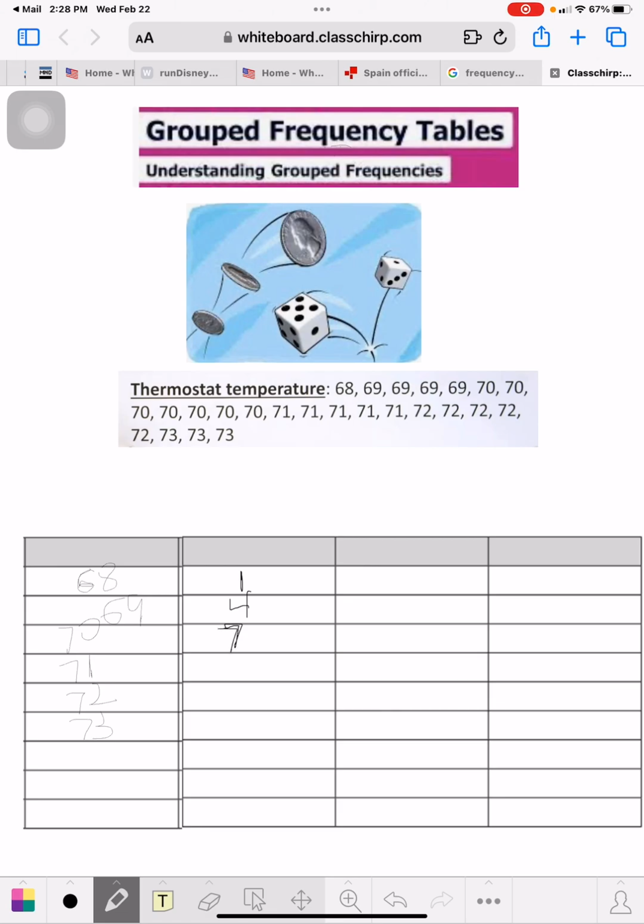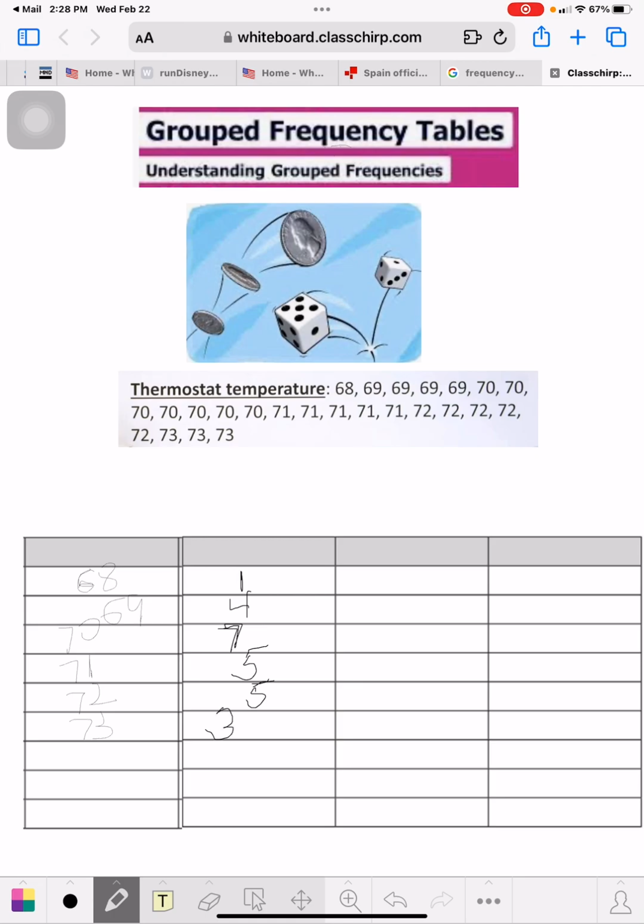Now, how many at 71? We got 1, 2, 3, 4, 5 people. 5 people at 71, so we write a 5 down. Now, how about 72? We got 1, 2, 3, 4. 4 people. Is that right? 1, 2, 3, 4. Nope, 5 people. I missed the one below. That's why you always got to look it over a second time, like I always say. Now on 73, we get 3.